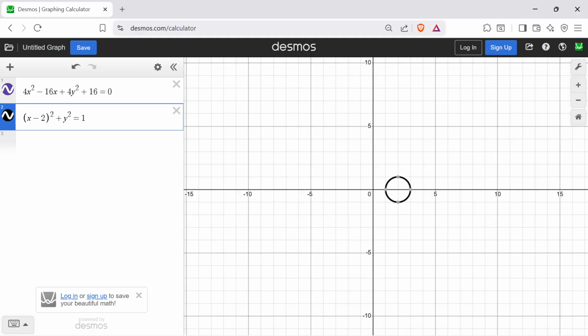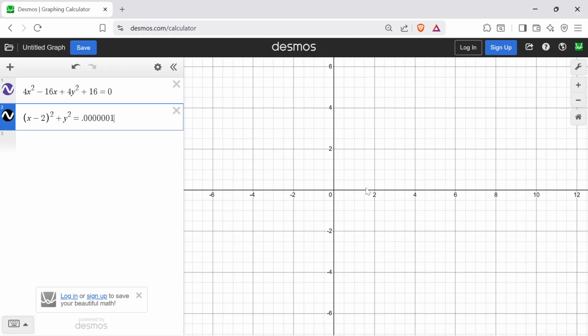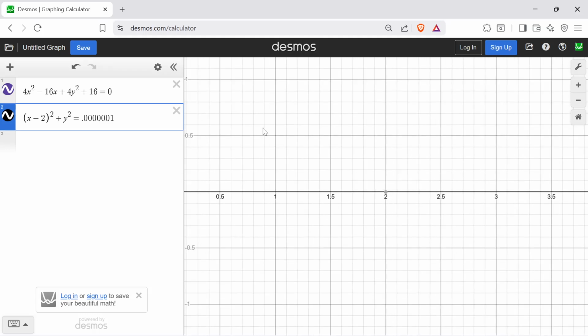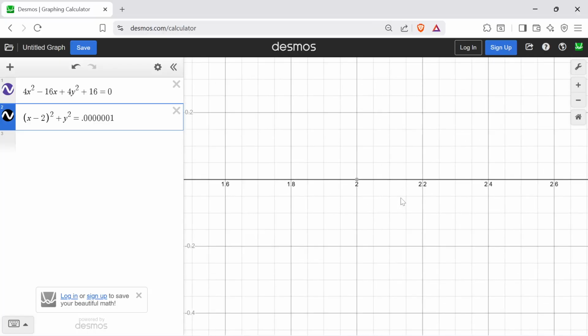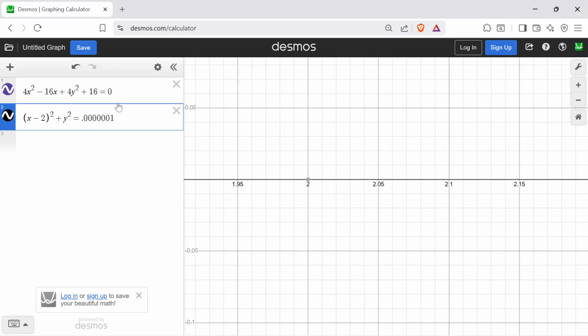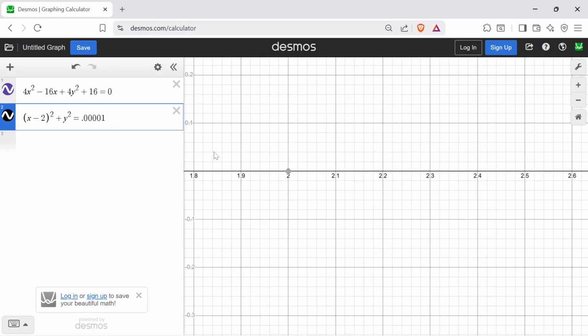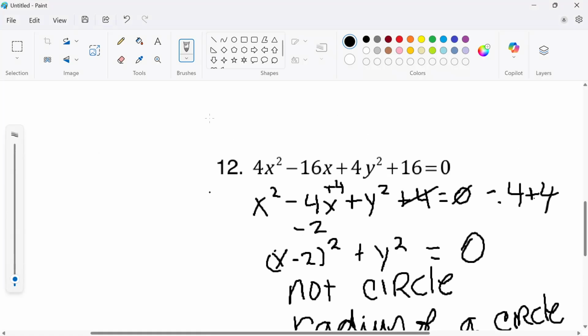See, there has to be a radius. Could there be a tiny radius somewhere? Yeah, see, it drew that tiny one. Maybe I'll make it a little bit bigger, 0.001, yeah. 0.0001. See how tiny of a circle it is, but it's still a circle. But if the radius is 0, it's a nothing. It's gone. Okay, so number 12 is not a circle.